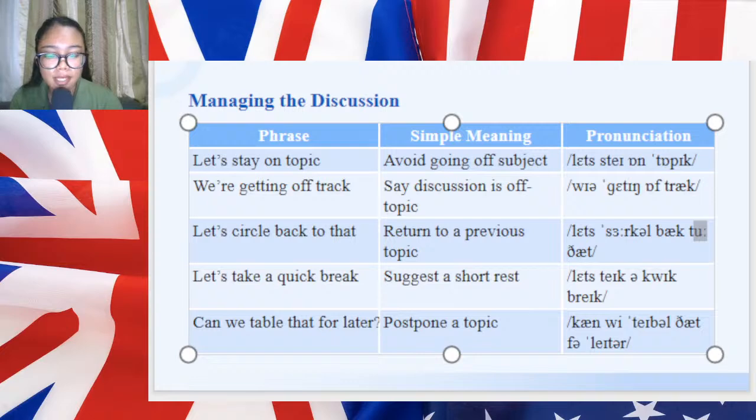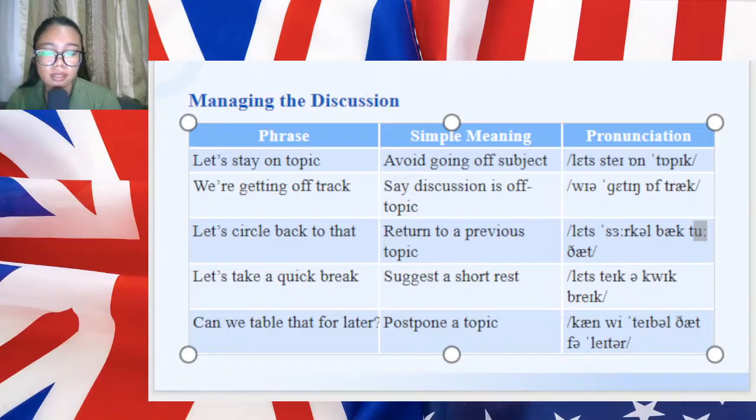Fourth, let's take a quick break. This is a suggestion for a short rest. You are suggesting a short pause in the meeting, typically to allow attendees to rest, refresh, or attend to their personal needs. So this phrase is considerate of the attendees' well-being, especially during longer or more intensive meetings. It acknowledges the need for breaks to maintain focus and energy levels.